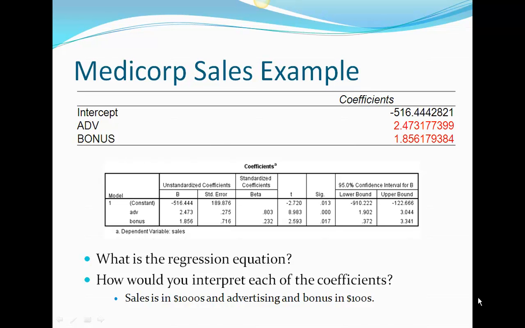And that's just a function of the fact that bonus and advertising are in hundreds while sales are in thousands. A generic way of saying this, for every 1 unit increase in X, Y will increase by beta CP for ceteris paribus, meaning holding everything else constant.